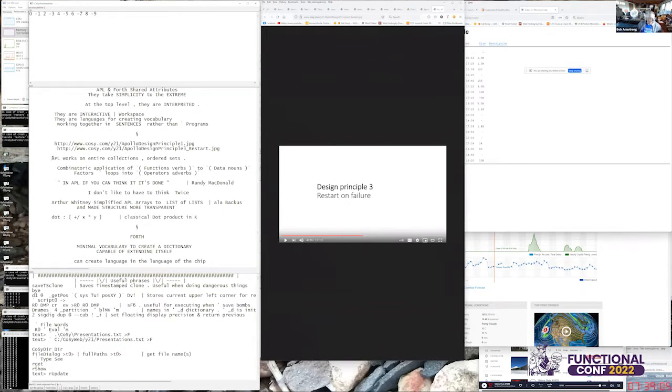Now, APL works on entire collections, on ordered sets, as you've seen in other presentations. And the overall goal in terms of the vocabulary of CoSy is very much derivative of Arthur Whitney's K. And check out kx.com for what these languages can do at the enterprise level. But I'd put it in terms of wanting to have a vocabulary that facilitates the combinatoric application of functions, or what Arthur and Iverson before him called verbs, to data, or nouns.